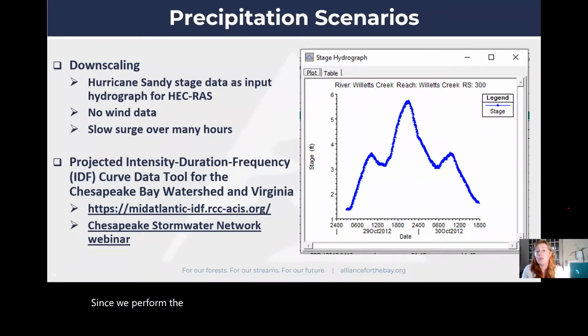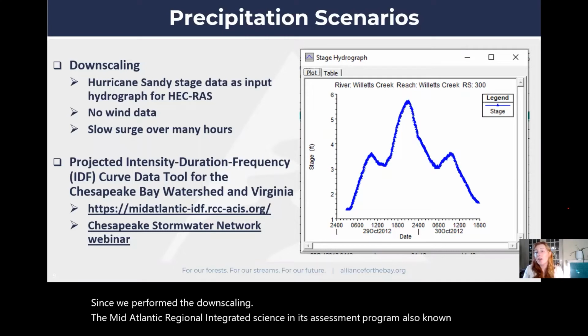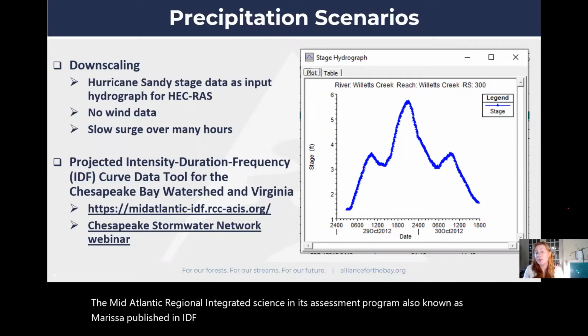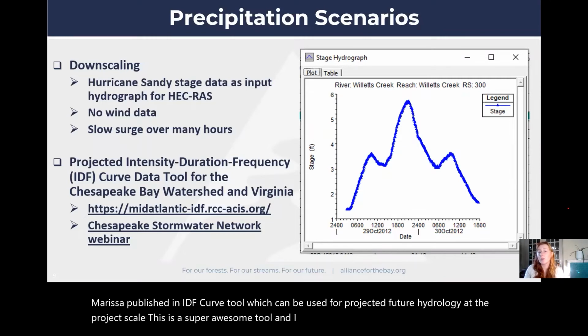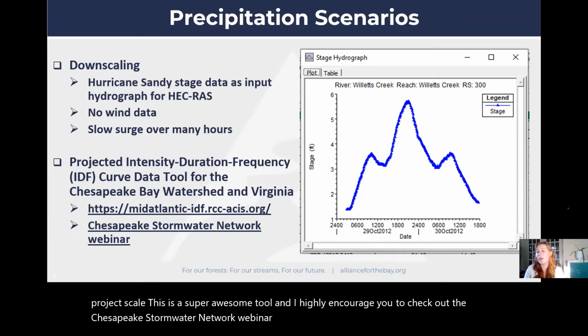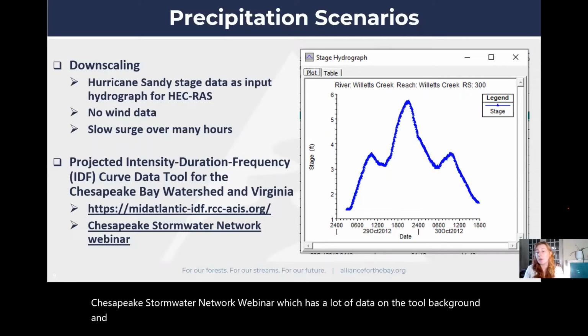the Mid-Atlantic Regional Integrated Science and Assessments Program, also known as MARISA, published an IDF curve tool which can be used for projected future hydrology at the project scale. This is a super awesome tool, and I highly encourage you to check out the Chesapeake Stormwater Network webinar, which has a lot of data on the tool background and how to use it and apply it to your specific project.